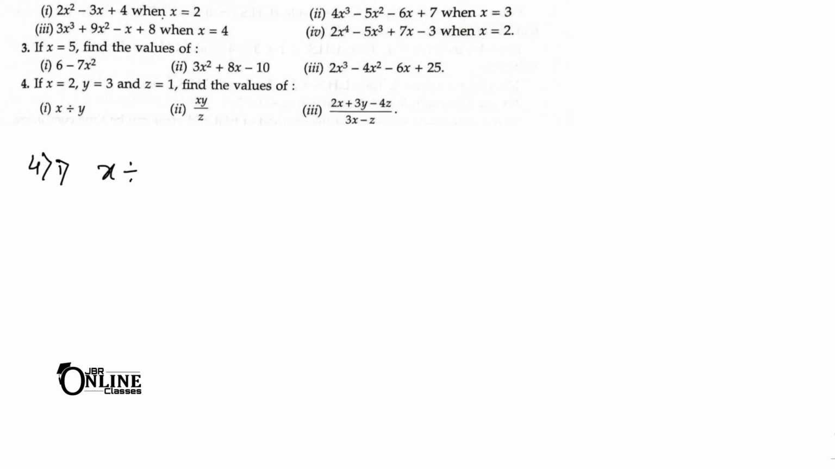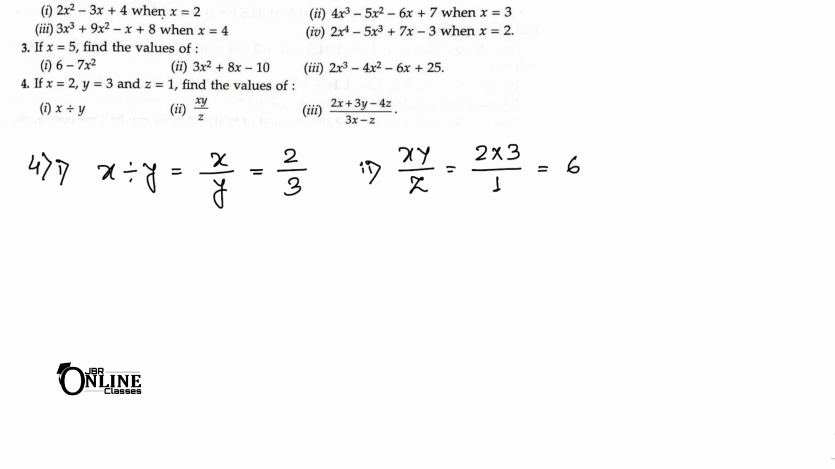Now next, sum number 4, 1. Here, x divide by y. That means you can write down this one as x by y. Here the value of x is 2, y equal to 3. So your answer is 2 by 3. It's very easy. Now the next one, number 2. x, y by z. Now x, y means 2 into 3. And here z means 1. So 2 into 3 is 6. 6 by 1, that means 6 only.